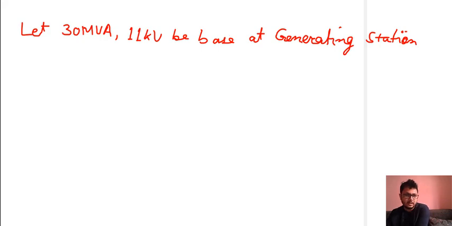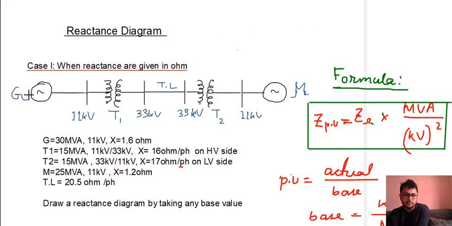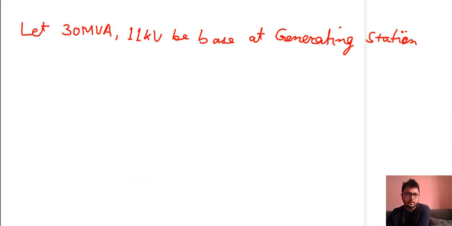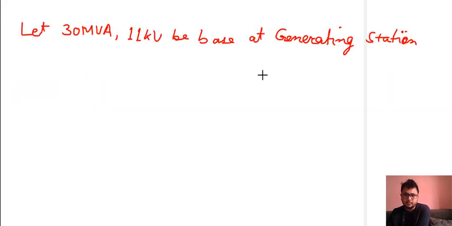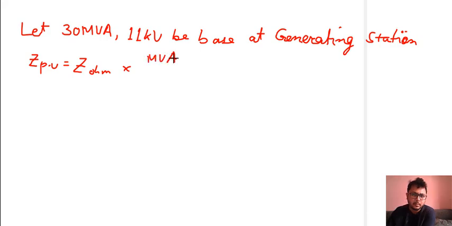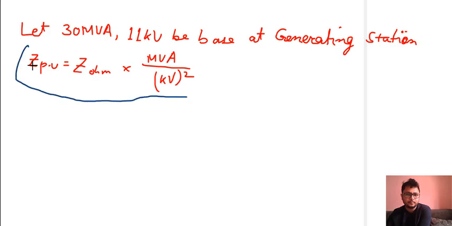Now see, all these reactances you have to calculate in terms of PU. The PU value formula I have already given. Z PU equals Z ohm into MVA by kV square. This formula only we will be applying every time, that is Z per unit equals Z ohm into MVA by kV square. I have already derived this, isn't it? So this formula only we will be using every time.